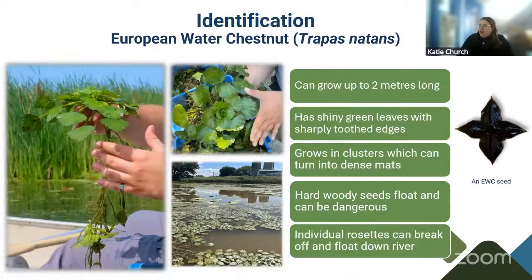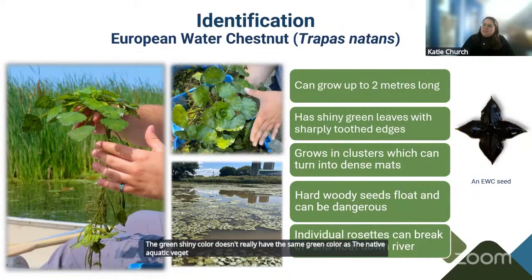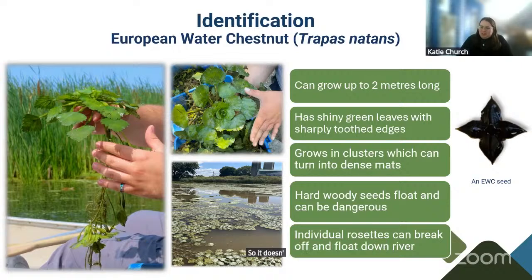In terms of the identification, it can grow up to 2 meters long. It has these really shiny green leaves that are kind of fan-shaped. The green shiny color doesn't really have the same green color as the native aquatic vegetation. It also really doesn't look like anything else we have here. So it doesn't look like the native lily pads. It's very distinct. And like I said, it grows into these clusters.